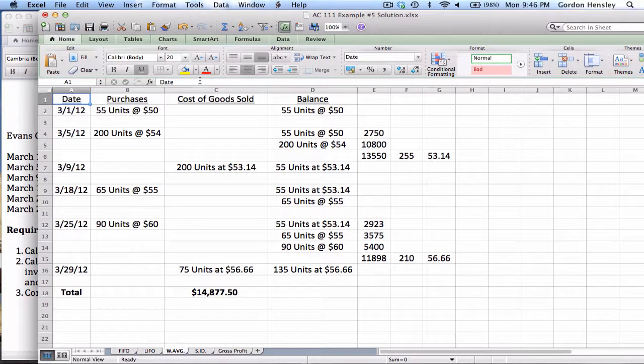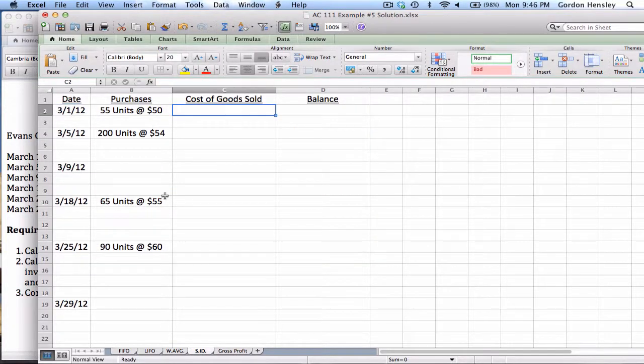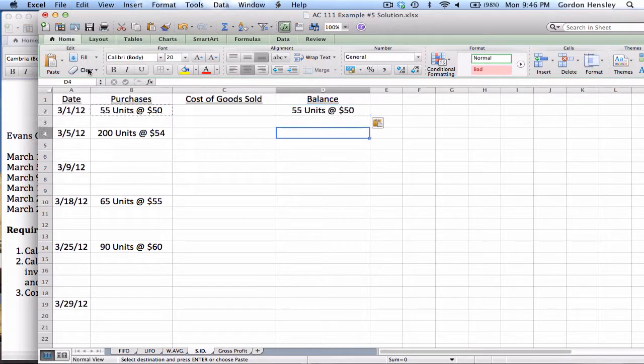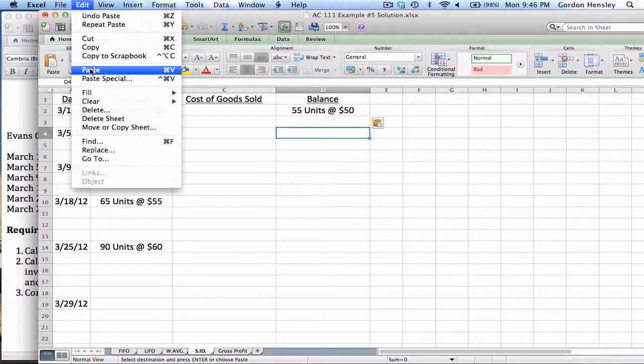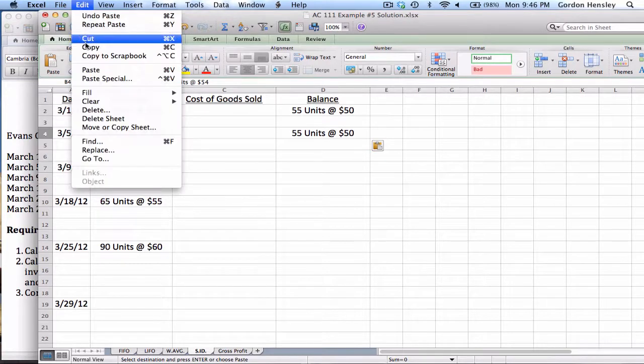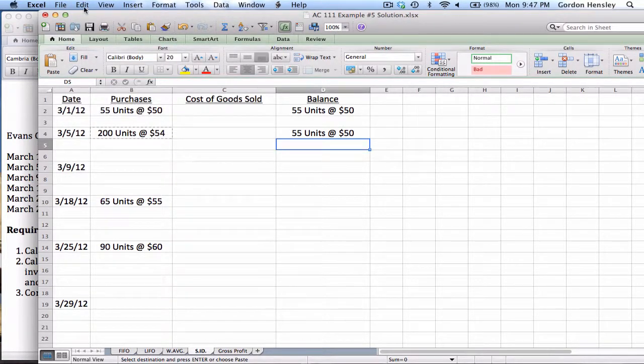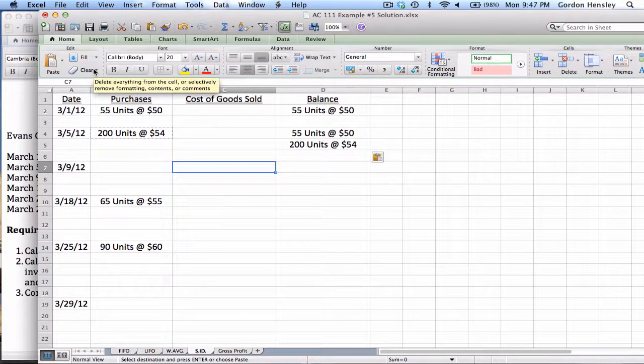Now I'm going to work on part two. Part two wanted me to calculate the cost of goods sold once again, but this time using a fourth method called specific identification. Now this method is a little bit different because under specific identification, we are not going to calculate an average, and we're also not going to peel out any layers. Instead, they're actually going to specifically tell us which units were actually sold. That's why it's called specific identification. So it's going to look pretty much the same as the other methods until I get down there to the March 9th sale.